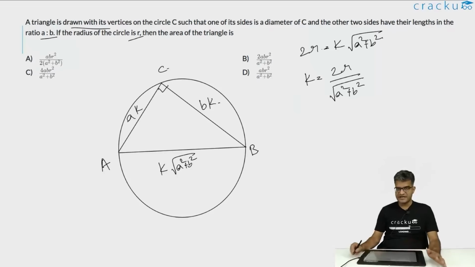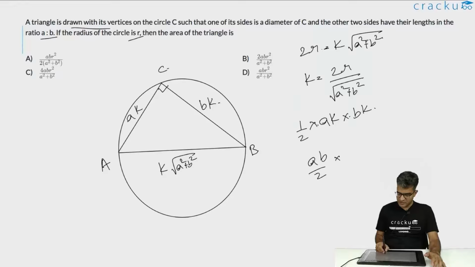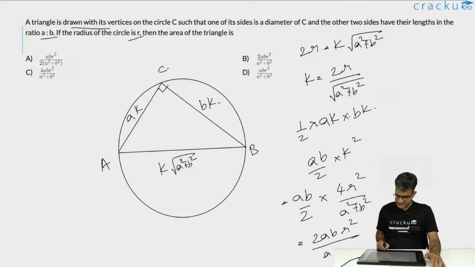What is the area of this triangle? The area of the triangle is half into side AC, which is equal to AK, into side BC, which is equal to BK. So the area of the triangle is AB by 2 into K square, which is equal to AB by 2 into 4R square divided by A square plus B square. This is equal to 2AB R square divided by A square plus B square, which is option B.